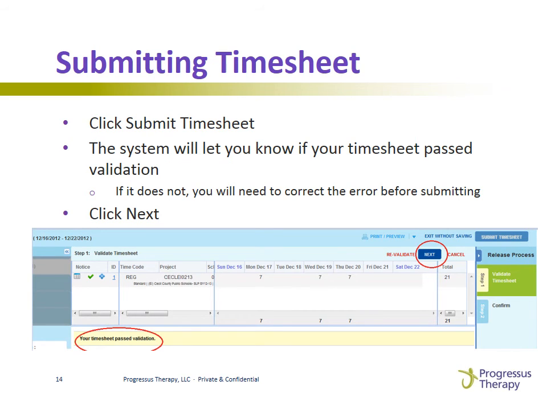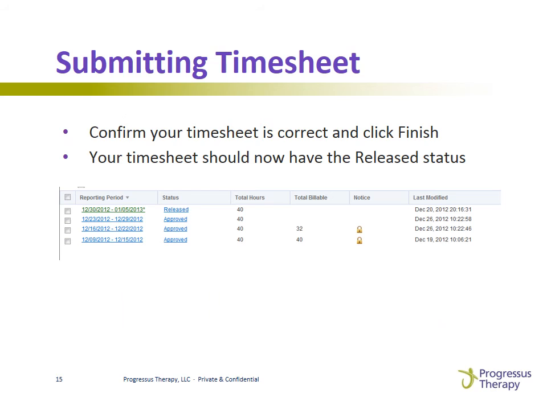Submitting timesheets. Click Submit Timesheet. The system will let you know if your timesheet passed validation. If it does not, you will need to correct the error before submitting. Then click Next. Confirm your timesheet is correct and click Finished. Your timesheet should now have the release status.